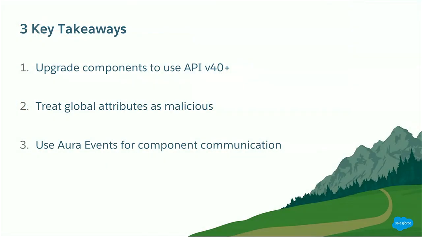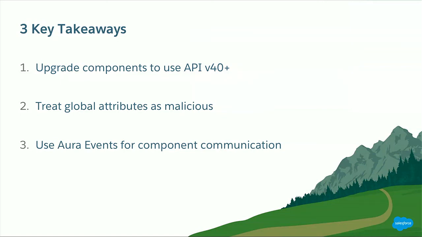Yep. So the three key takeaways: if you didn't understand anything, you should visit us at the security booth and talk to us. But the three main things for you to take away as developers or admins is, first, try to upgrade all of your components to API v40 and higher. You should also insist that any of your partners that are developing code for you make sure they're upgrading all of their components to 40 and higher. That way, Locker Service is enabled for all of your components across the board.